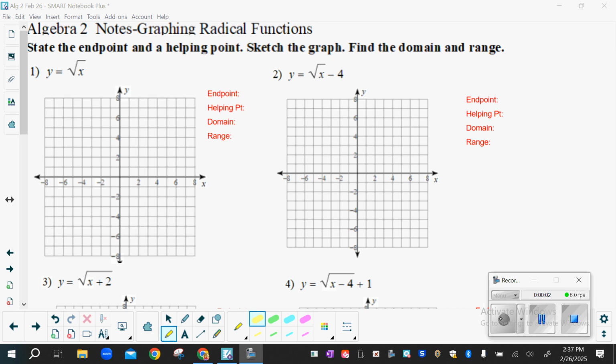Have we graphed square roots in here? Square root functions? We haven't. So if we don't know how to graph something, what do we do? You gotta learn.